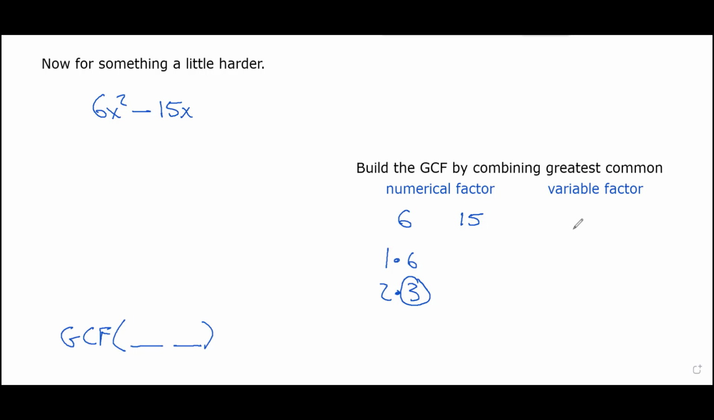For our variable factor, we can see that both of our terms have the variable x. The first term has an x squared, and the second term has an x. The greatest common variable factor will simply be the smallest power of the shared variable. In this case, it would be this x to the first power. Putting these two together, we can see that the GCF is 3x. Let's write that in below.